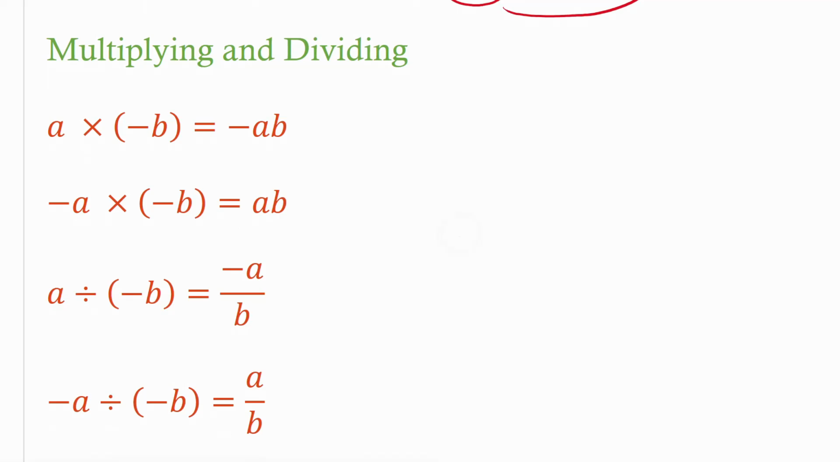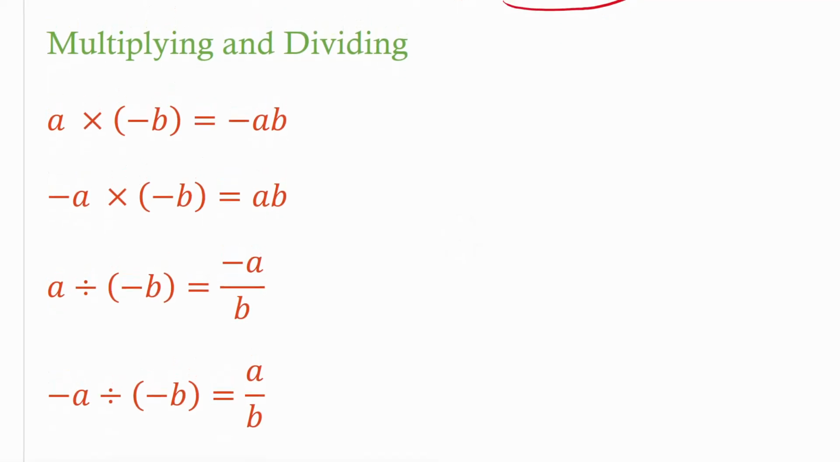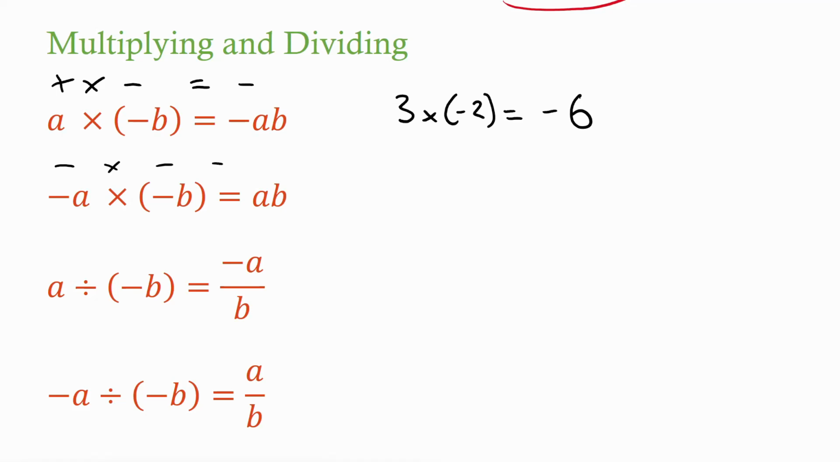Now, when we're working with multiplying and dividing, a positive times a negative equals a negative. So if I had 3 times negative 2, that's going to get me negative 6. Now, if I have a negative times a negative, that gives me a positive. So negative 3 times negative 2 is going to give me 6.